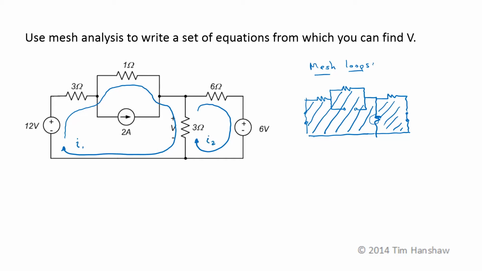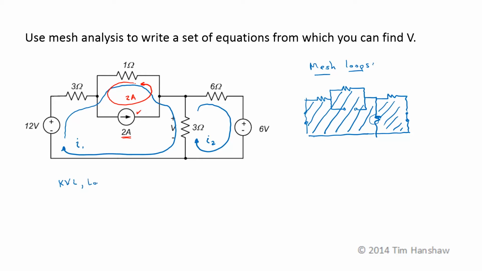Now I need to choose a constrained loop that accounts for the current through this 2 amp current source. The only restriction on that constrained loop is that it has to be 2 amps and it has to pass through this current source. I'm going to make it go through this little loop up here. If it's 2 amps in this direction, that takes care of this. Now I can start writing my equations.